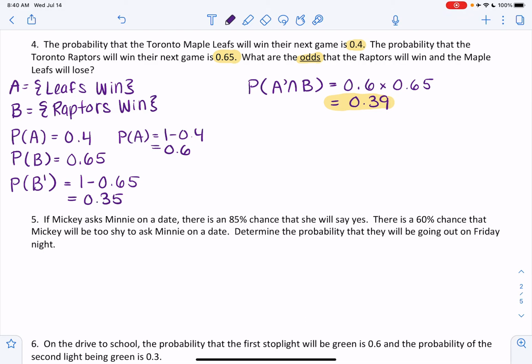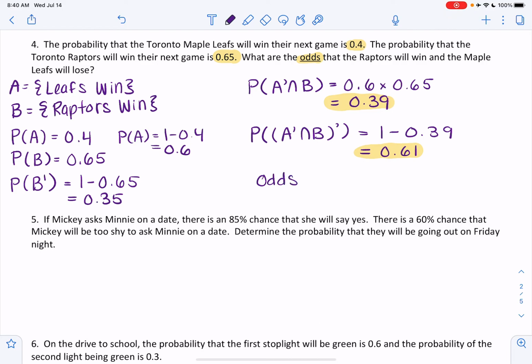Now, because we're finding odds, we also need to find the complement of this. So that would be our probability of the Leafs losing and the Raptors winning complement. So 1 minus 0.39, and that will give us 0.61. So our odds will be 0.39 to 0.61. Now we don't like having decimals in our odds, so we're just going to multiply both of those by 100 to have 39 to 61.